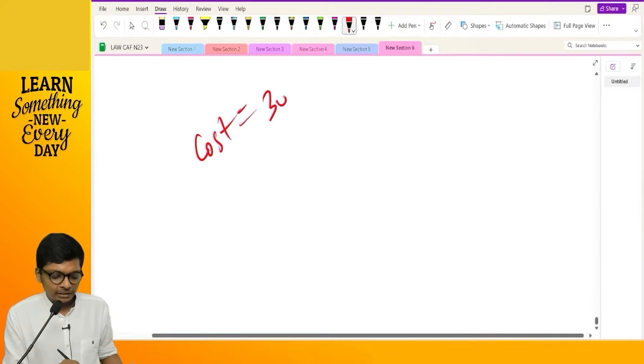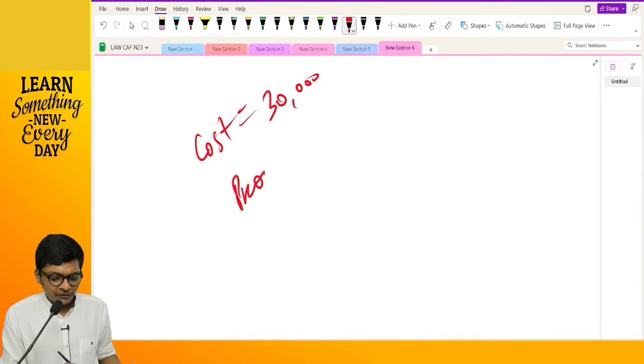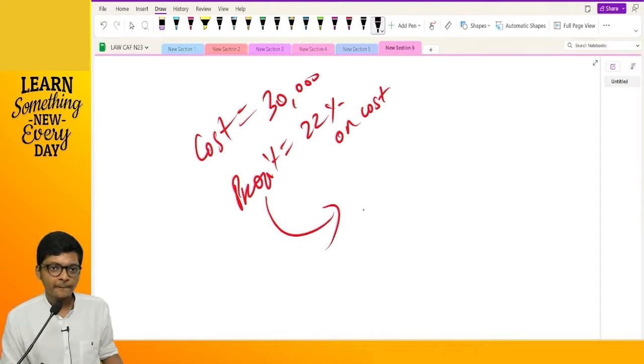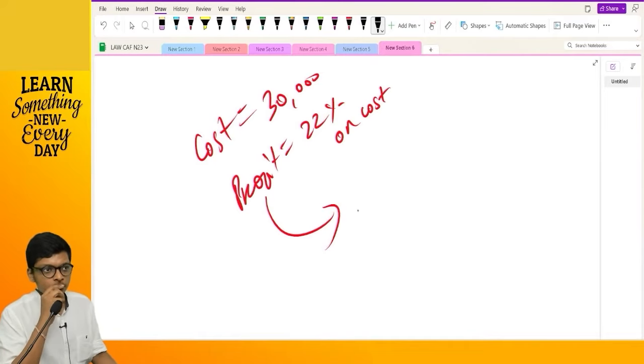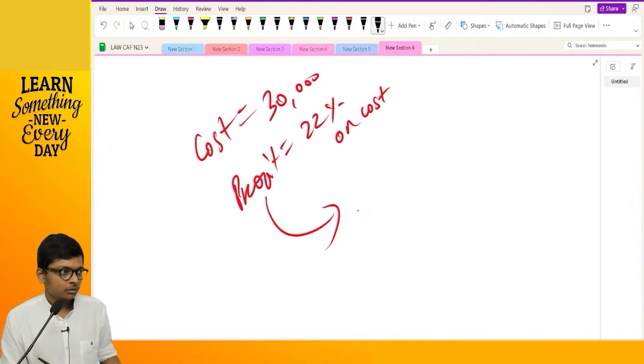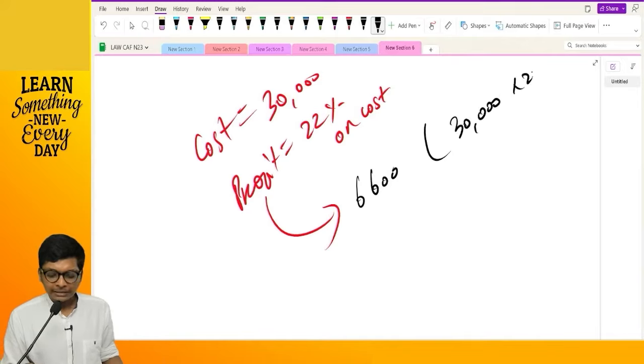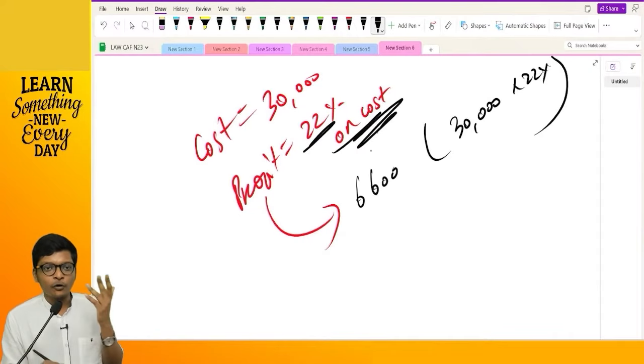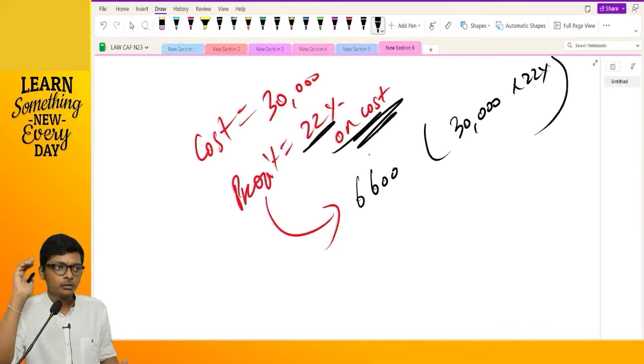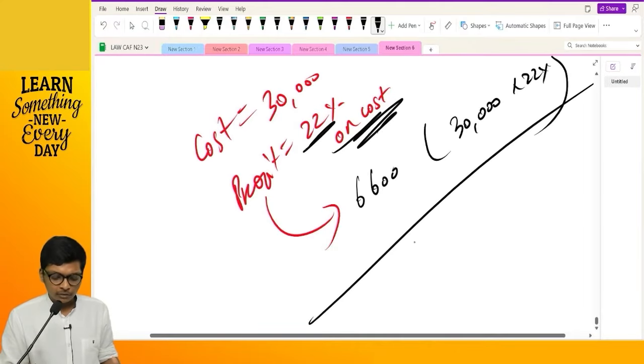Cost is 30,000. Profit is 20% on cost. What is the profit? How much? 6,000. How did you compute? 20% of 30,000, it comes directly, guys. No need for any shortcut, because I gave you profit on cost. How many of you tried to compute 1 by 4, 1 by 5? No one? Good. Next one.